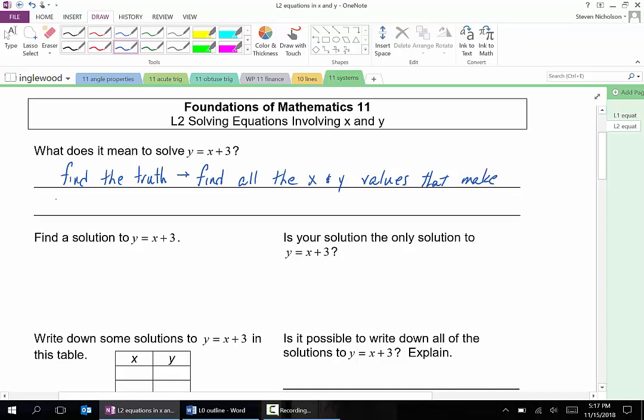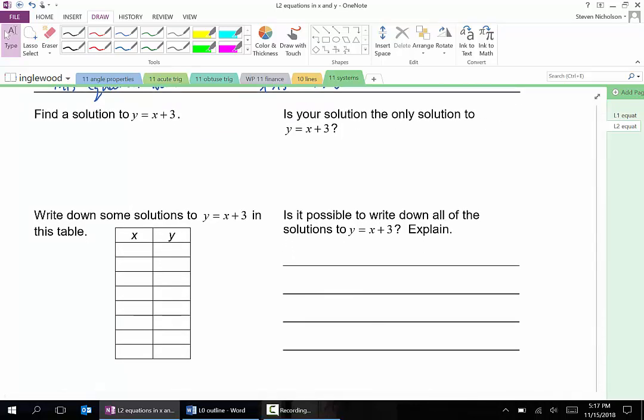Make this equation work. And again, we simply want the left-hand side to equal the right-hand side. But it's a little bit different than what we did last day. So think of a solution for this. Think of an x and a y that make this work.